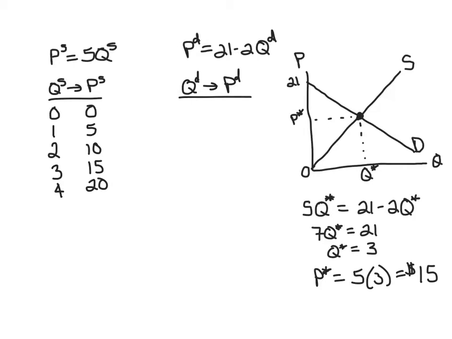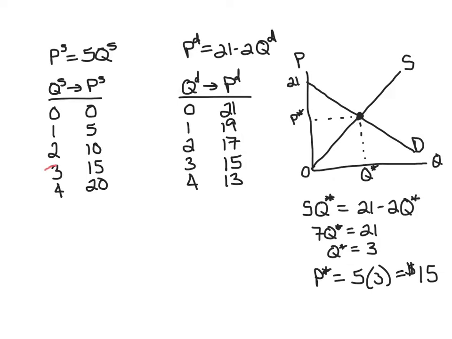We'll stop there for now and see if we've gone far enough to find a match with the demand curve. So on the demand side, if we plug in a 0 for quantity demanded, 21 minus 2 times 0, 21 minus 0 is just 21. If we plug in a 1, we get 21 minus 2, which is 19. If we plug in a 2, we get 21 minus 4, which is 17. If we plug in 3, we get 21 minus 6, which is 15. And if we plug in 4, we get 21 minus 8, which is 13. So now let's take a look. Did we find a match anywhere between supply and demand?